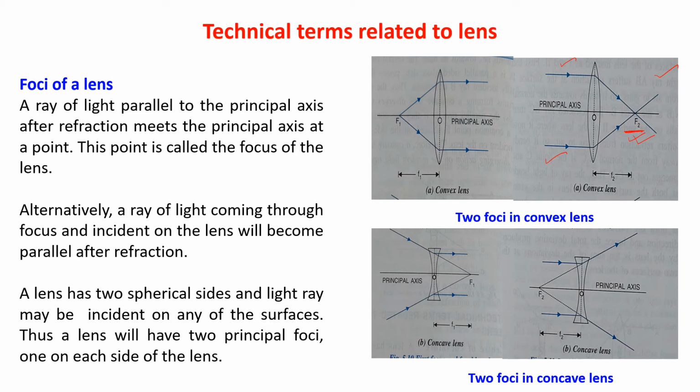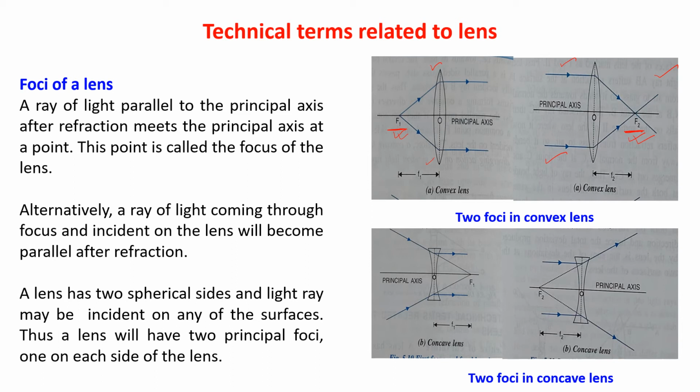Alternatively, suppose from a particular point on the principal axis, two rays are incident on the lens, and after being incident on the lens, they suffer refraction, and after refraction, they move parallel to each other, or parallel to the principal axis. That particular point from where these two rays are coming is known as the focus.